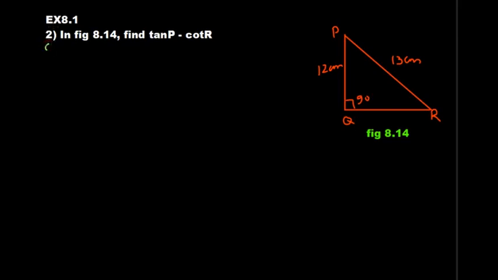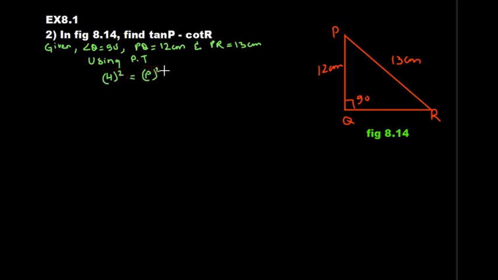Let us first write down the given. In this question, the given information is angle Q is equal to 90 degree, PQ is equal to 12 centimeter, and PR is equal to 13 centimeter. So we are trying to find out QR first. Using what theorem? Pythagoras theorem. Please write the full form. I'm just using a shortcut as of now, but in your answer sheet you need to mention the full form, that is Pythagoras theorem. So what does Pythagoras theorem state? Hypotenuse square is equal to perpendicular square plus base square.